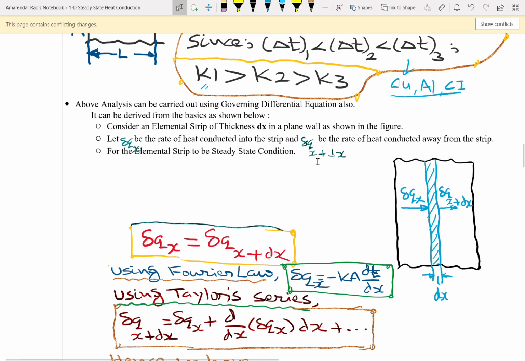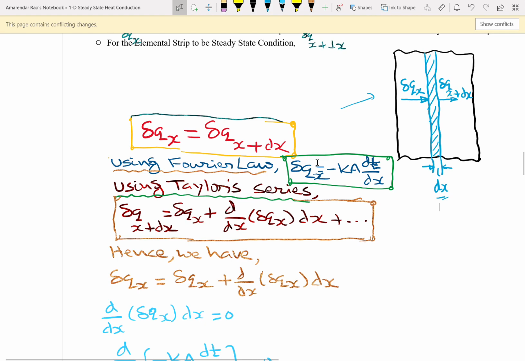And we can always carry out similar analysis using governing differential equations. And this governing differential equation can be derived from the basics, from the fundamentals, particularly for those who are looking for engineering services. This could be a simple derivation, and we consider an elemental strip in a plane wall of thickness dx, and some heat is coming in at a rate of delta qx and some heat is going out at a rate of delta q(x plus dx). And for this elemental strip to be in steady state condition, heat coming in should be the same as heat going out. So delta qx should be equal to delta q(x plus dx).